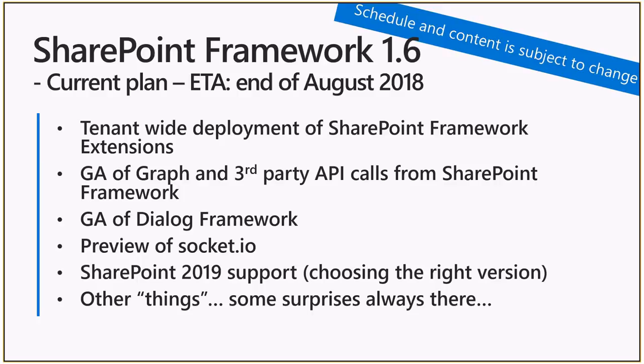Now, this is currently the list of what we are targeting for release. First, tenant-wide deployment of SharePoint Framework extensions, so you're able to push extensions to specific site types or specific sites from the app catalog. I'm going to show that one in practice today. Then GA, meaning production ready, for Graph and third-party web API calls from SharePoint Framework. So that's going to be available in 1.6.